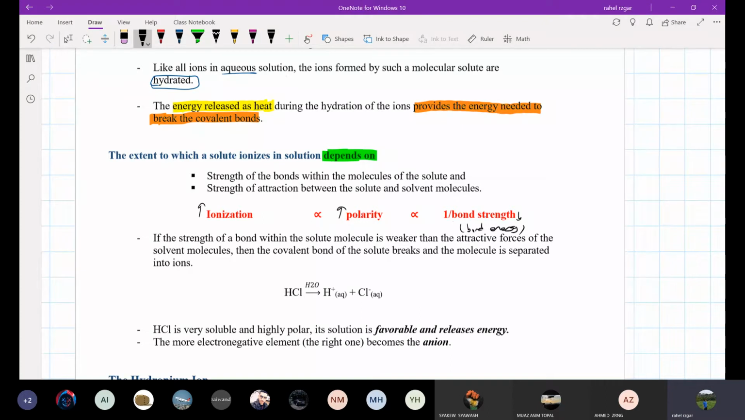If it needs a lot of energy to break the bond, it means that the bond is very strong and it cannot easily be broken. That's why that compound has a very low polarity. Then ionization is not easy. It will not ionize a lot. Sometimes there's ionization, but it's very small. Sometimes there is ionization, but it's very high, which we are going to talk about after this. All right.